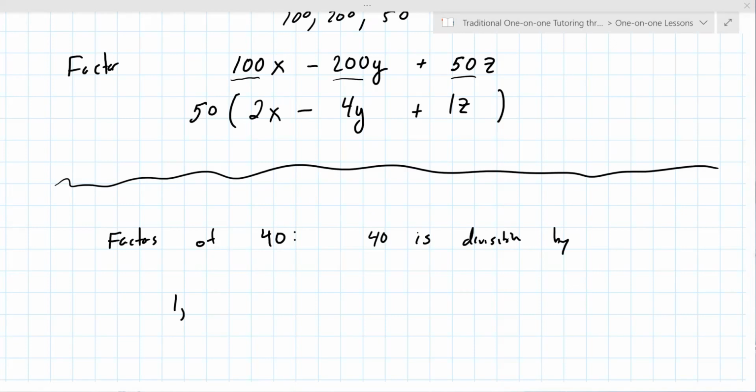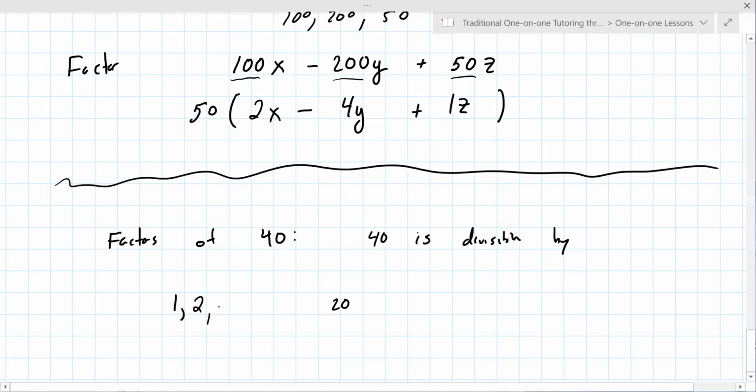Okay, 20. How about 2? 20 is correct, but it's way over here. We're looking at the factors of 40, just the numbers that go into 40.